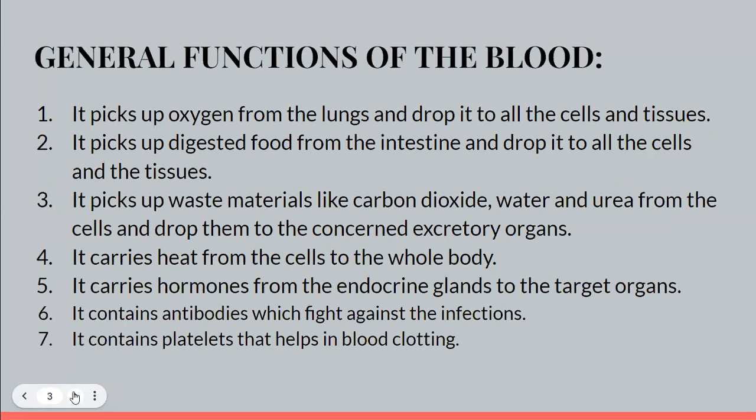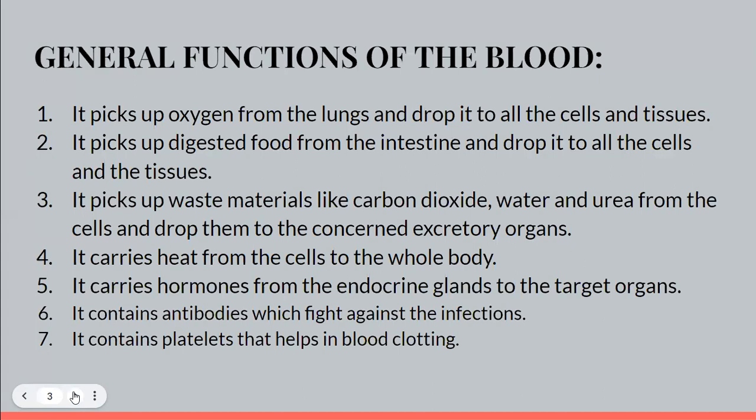Blood picks up the oxygen from the lungs during circulation and drops it to the cells and tissues. It picks up digested food from the intestine and drops it to the cells and tissues. The oxygen and the digested food, that is glucose, are used in cellular respiration for the production of energy. So you can understand that blood plays a great role in the production of energy, because blood is the medium to pick up oxygen and glucose from the lungs and from the intestine and drop them to the cells, and then cellular respiration begins.